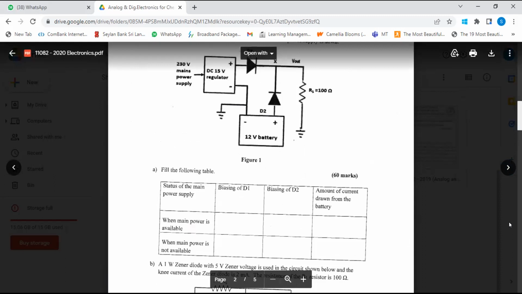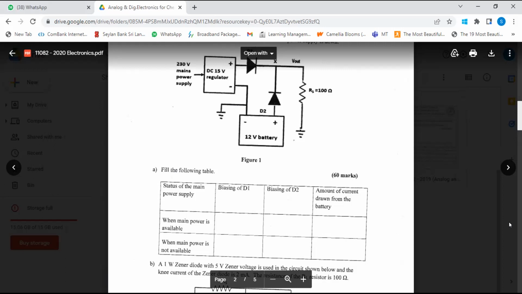Okay, when the main power is available, it means we have this DC 15 volts regulator there, so D1 is forward biased and D2 is reverse biased, because this D2 side voltage is 12 volts, and when we forward bias this D1 diode, the output is 14.3 volts at the cathode side. So when the main power is available, D1 is forward biased, D2 is reverse biased, and the amount of current drawn from the battery is 0. We don't draw any current from the battery.